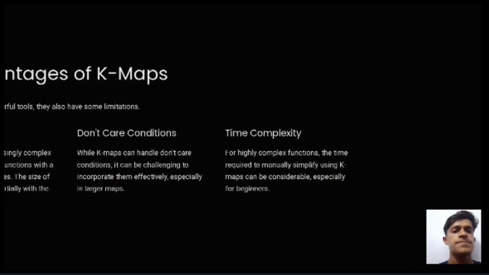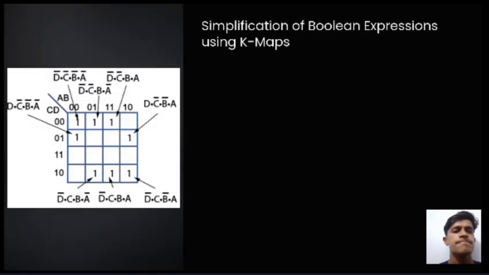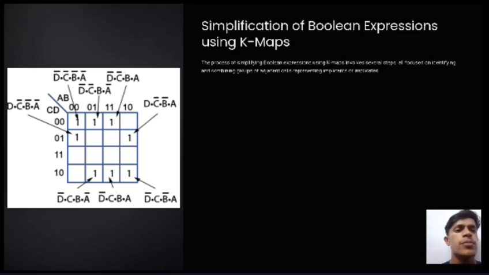Next, simplification of Boolean expressions using K-maps. The process of simplifying Boolean expressions using K-maps involves several steps, all focused on identifying and combining groups of adjacent cells representing implicants or implicates. There are four major steps.